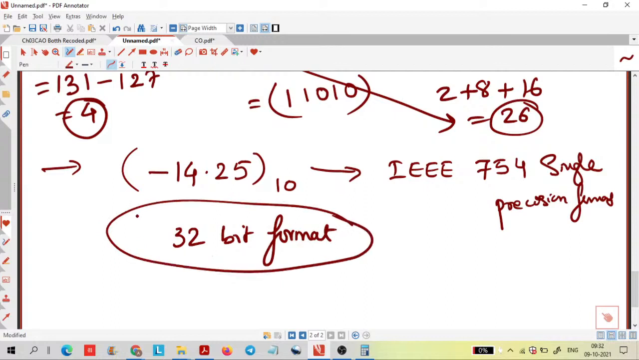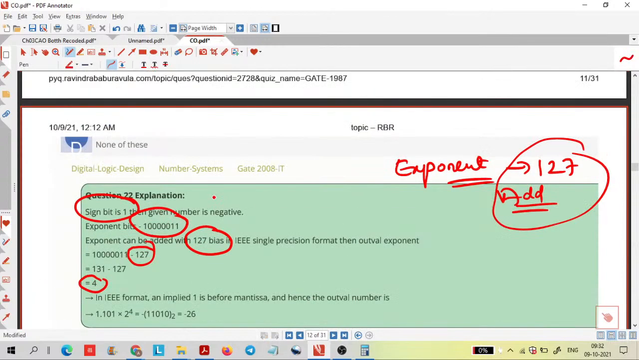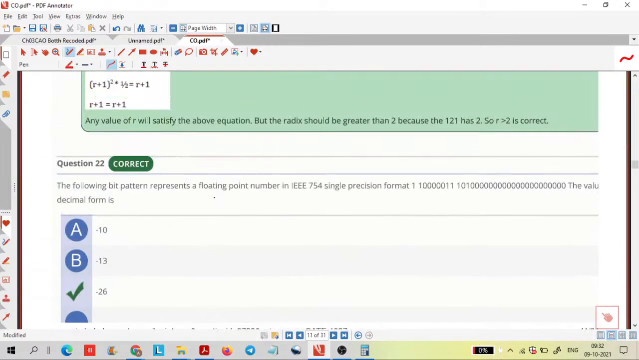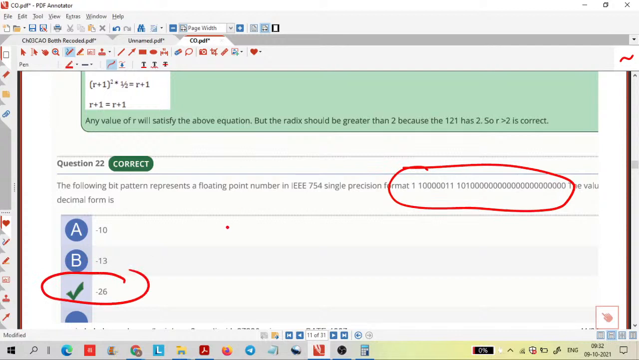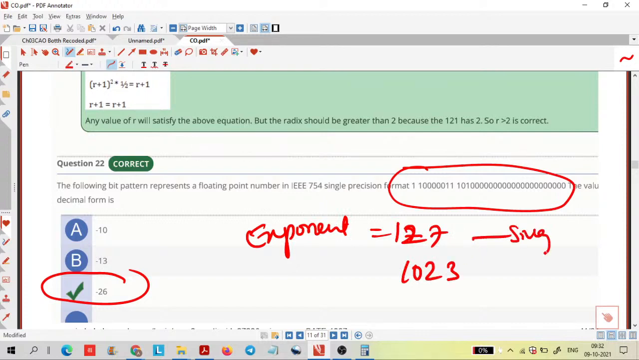But in the GATE examination you will get the reverse way. They will give the data, that result, and they will tell you to find out this minus 26. There we add the biased value to the exponent, 127 for single precision and 1023 for double precision.